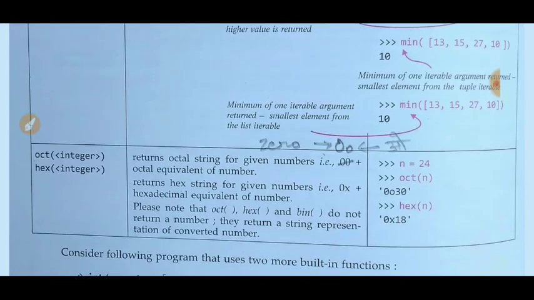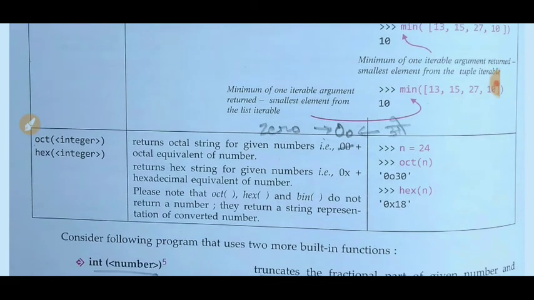Now next function name is oct, integer. If you are passing a value in terms of integer and you want to convert this integer value into an octal number, you have to use the oct function. So it returns an octal string for the given number, prefixed by 0 and o. Here in place of that you have to write the first character as 0 and the second one is o. See, n equals 24.